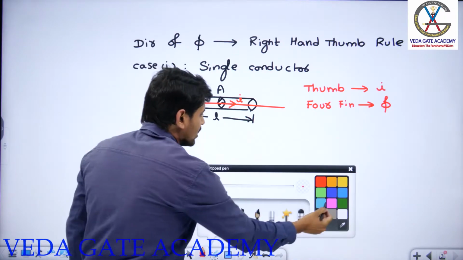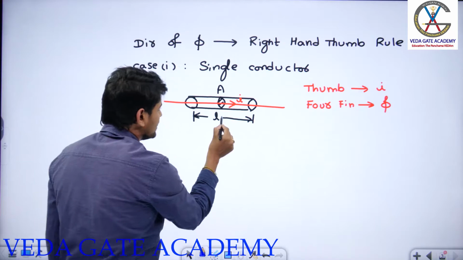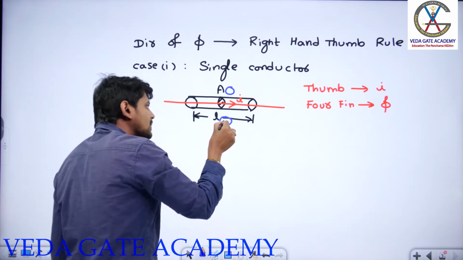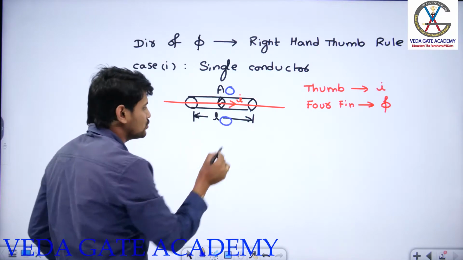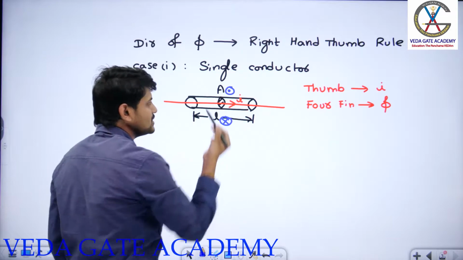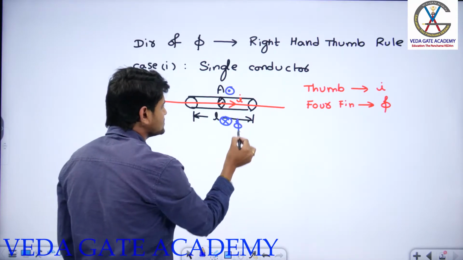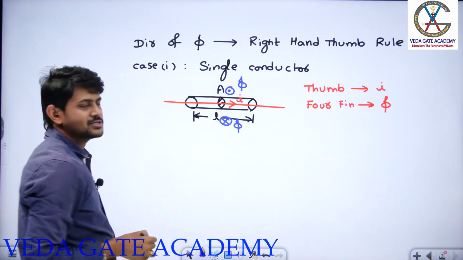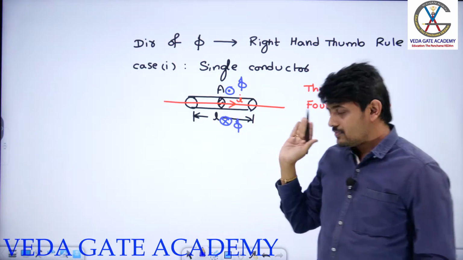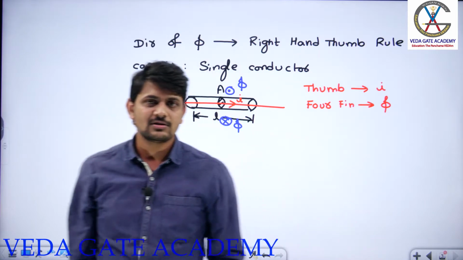So how can we indicate that? I can indicate that the flux is entering over here and leaving over here, that means it is into the plane over here and out of the plane over here. Into the plane we always represent with a cross symbol, and out of the plane with a dot symbol. So the direction of flux lines is in this fashion. I hope you understand. In the majority of cases, whenever you are dealing with a single conductor, this is the best way to determine the direction of flux lines.